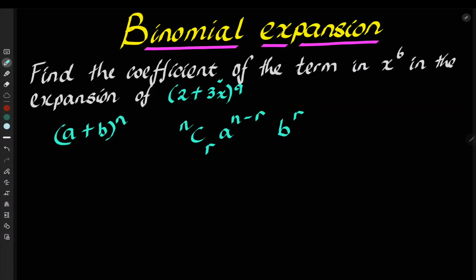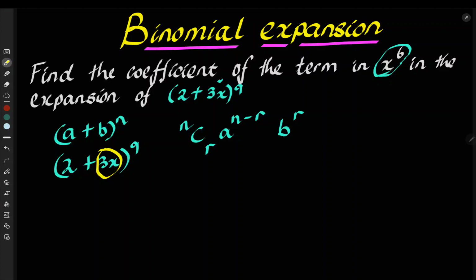If you look at this, your a is 2, then plus 3x, your b is 3x, then to the power, your n here is 9. So that is actually a big number to use Pascal's triangle. We want the term that has got x to the power 6. So that is the b term. You can see that the x is only on the b. So we want to raise this to the power 6 so that we get the coefficient of that term which has got power 6.